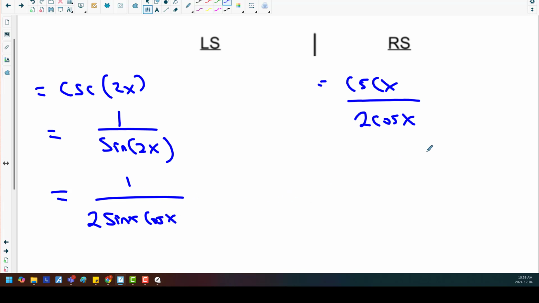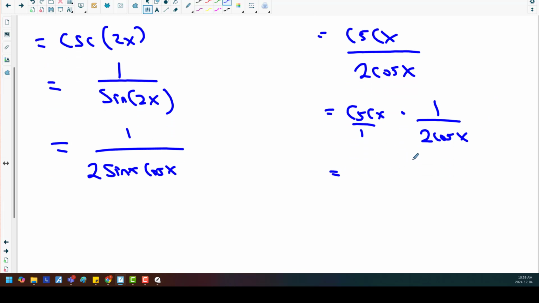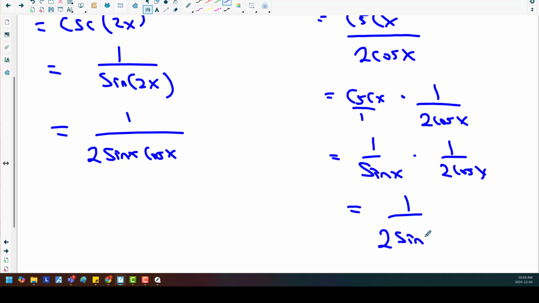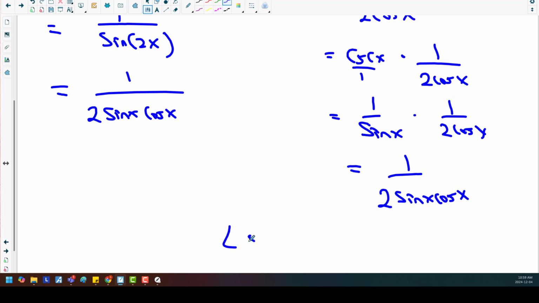Okay, so we're going to stop there. This side, cosecant x over 2 cos x, I'm splitting up the fraction there just to show you what's happening. And we know that cosecant x is the same thing as 1 over sine x, times 1 over 2 cos x. We're just going to multiply them together. And there we have it. Left-hand side is equal to right-hand side. That's it.